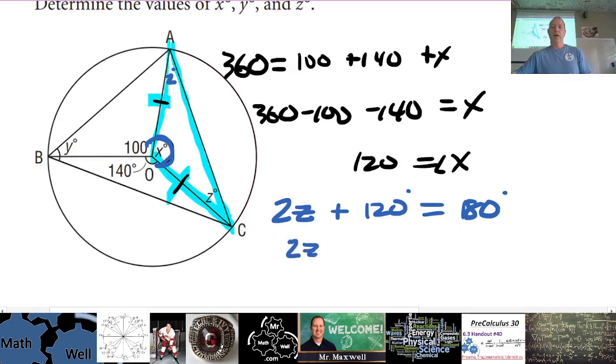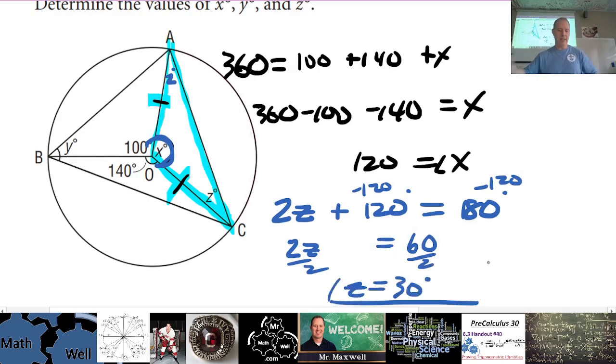So let's subtract 120 from both sides. Minus 120. So what's that going to be? 60. Okay. Divide by 2. Z equals 30. Okay. Do you guys like that? I like that. All right. I like that. Okay.